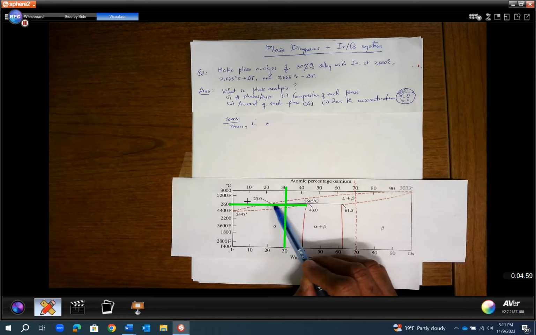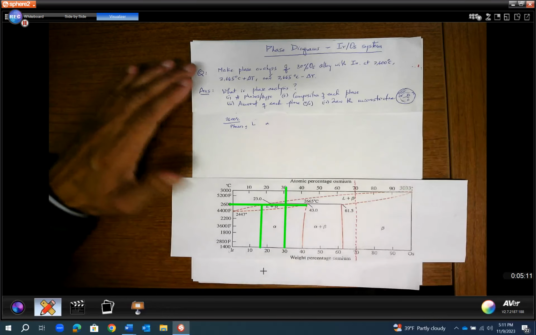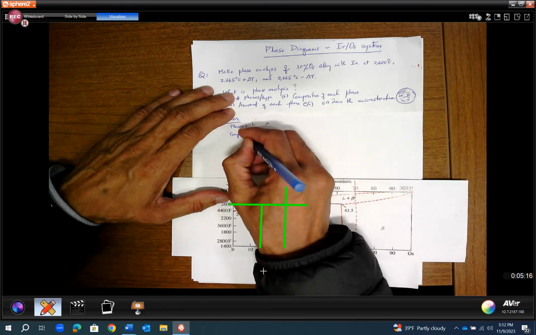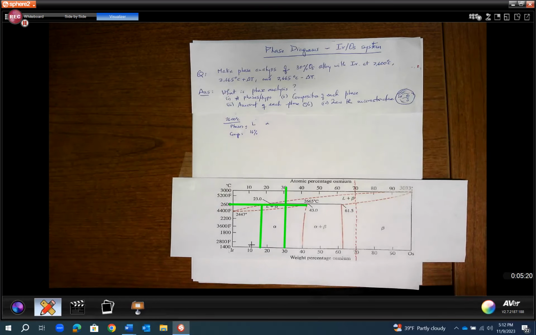So you have to take a walk. You walk from here all the way up to here, where it crosses, right there, around there, and you drop down and look down. Approximately, let's call it 16% composition. 16%.